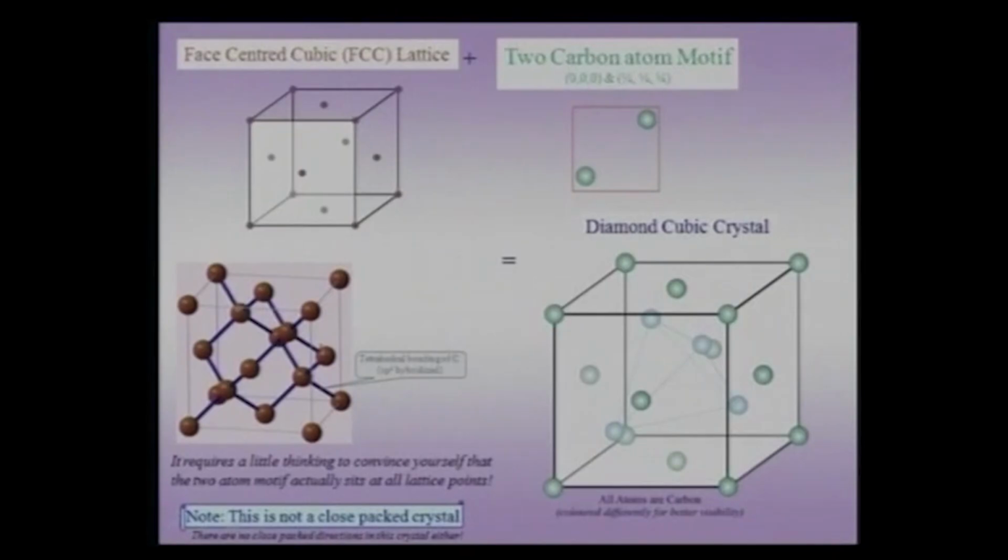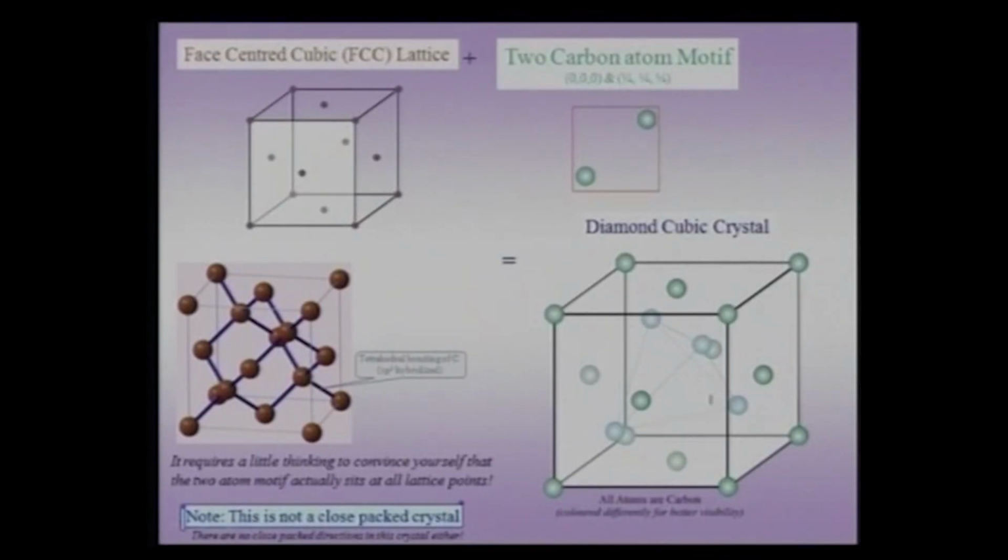So, let us start with this FCC lattice as before. Let me put the 2 atom motif, and in this case the 2 atoms of carbon are located at 0, 0, 0 and quarter, quarter, quarter. If I do that, I obtain a crystal which is shown here. I have an atom at 0, 0, 0, another atom at quarter, quarter, quarter. I take this 2 atom motif and put it at every lattice point of the FCC lattice, and so forth, and I will get this crystal.